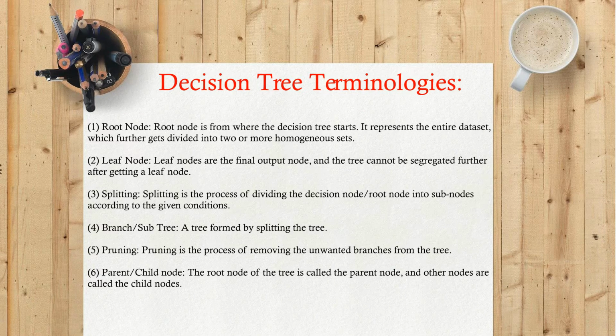4. Branch or subtree. A tree formed by splitting the tree. 5. Pruning. Pruning is the process of removing the unwanted branches from the tree. 6. Parent and child node. The root node of the tree is called the parent node, and other nodes are called the child nodes.